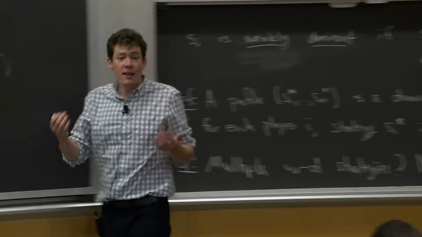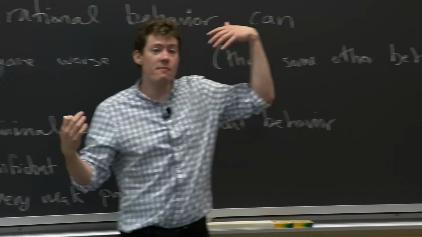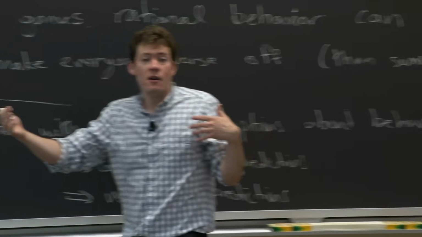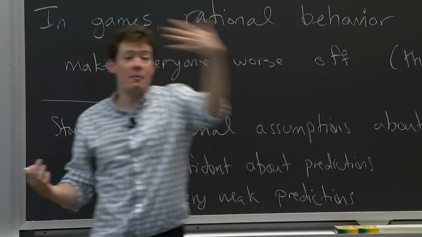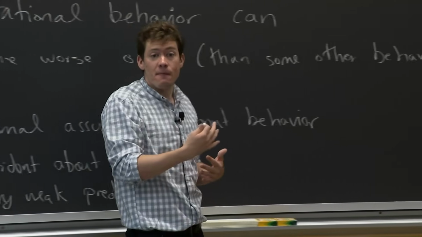Let's go through the argument again. Suppose I had two strategies that were both weakly dominant. Let's call them SA and SB. Well, that means SA must weakly dominate SB. And SB must weakly dominate SA.